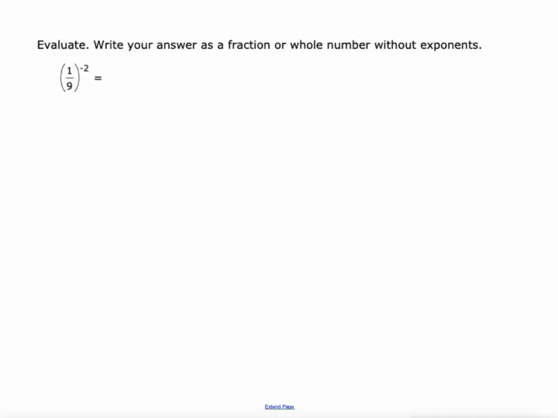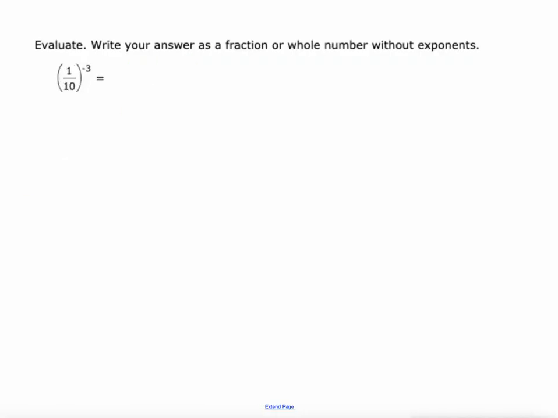So what happens if we have a fractional base though? And the same thing occurs. What we do is we take the reciprocal of that base. Reciprocal of 1/9 is 9. And then we raise it to the second power instead of to the negative second power. And 9 squared, we all know that that's 81. So 1 over 9 raised to the -2 power is 81.